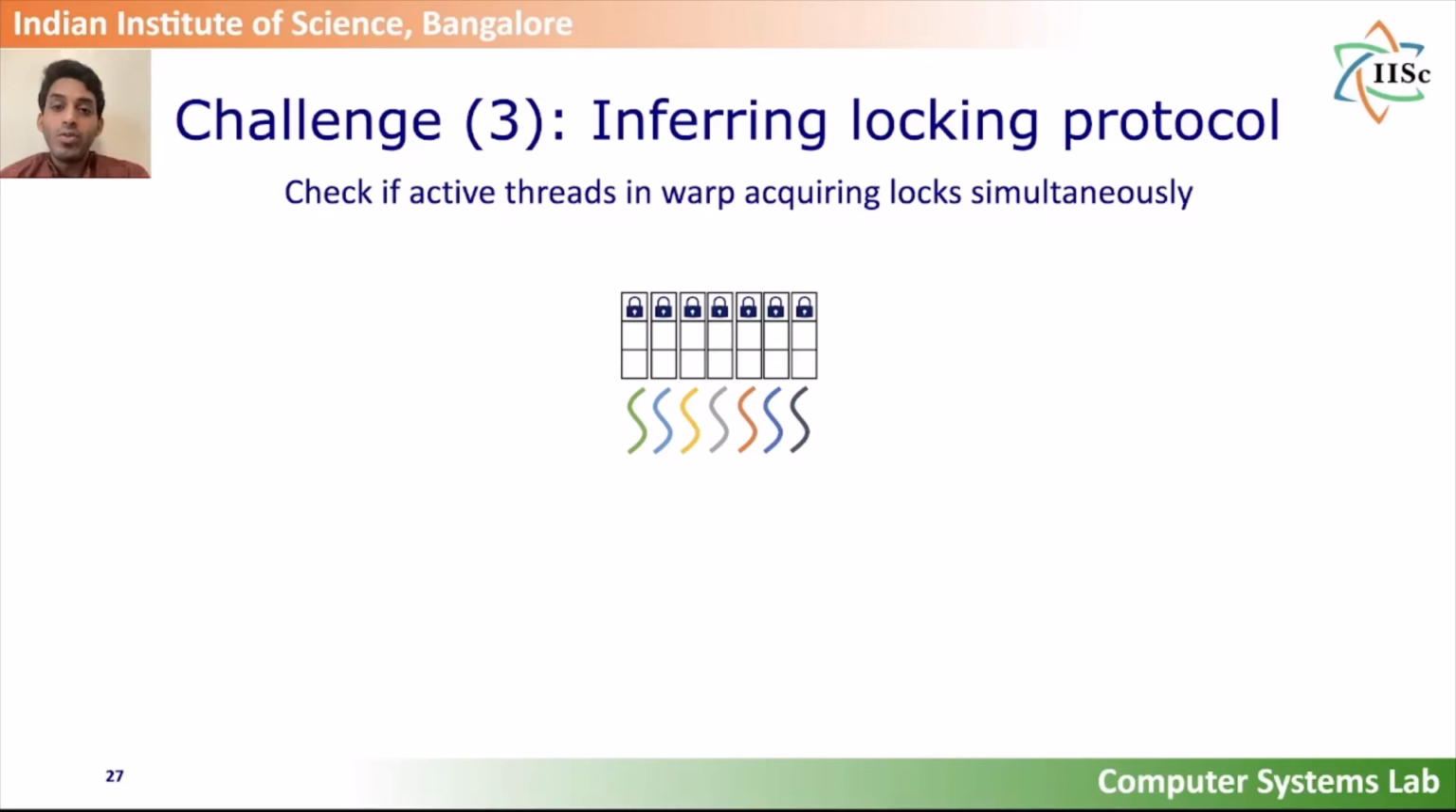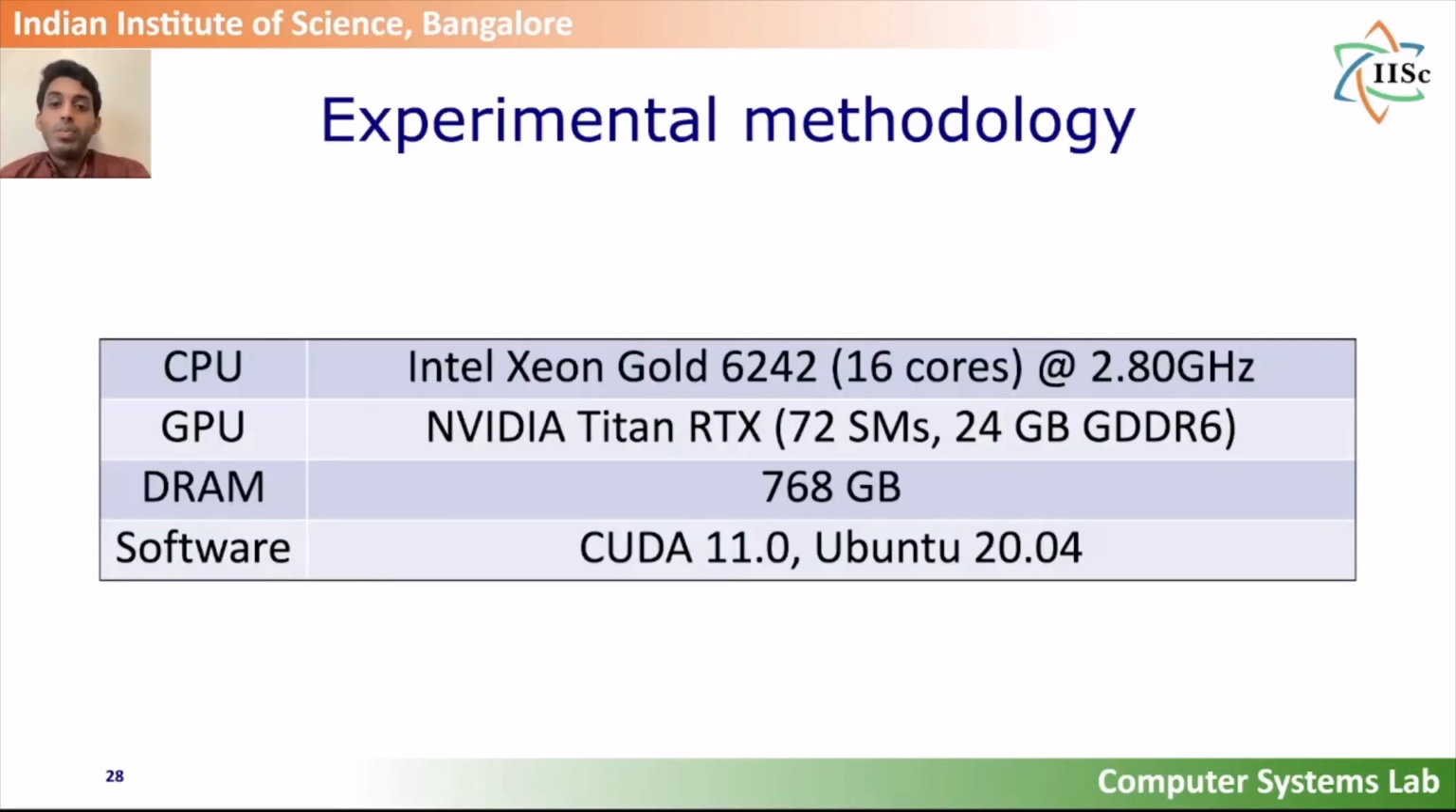Now that we've gone over how iGUARD functions, we'll see how effective it is at catching races and the performance overheads associated with race detection. We perform all our experiments on a modern Intel server with an NVIDIA Titan RTX GPU. We use the latest major CUDA version, which is CUDA 11.